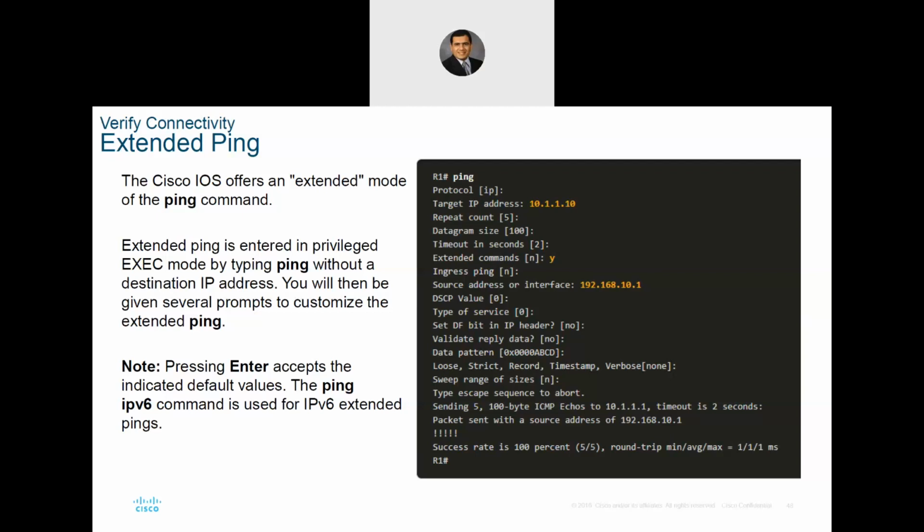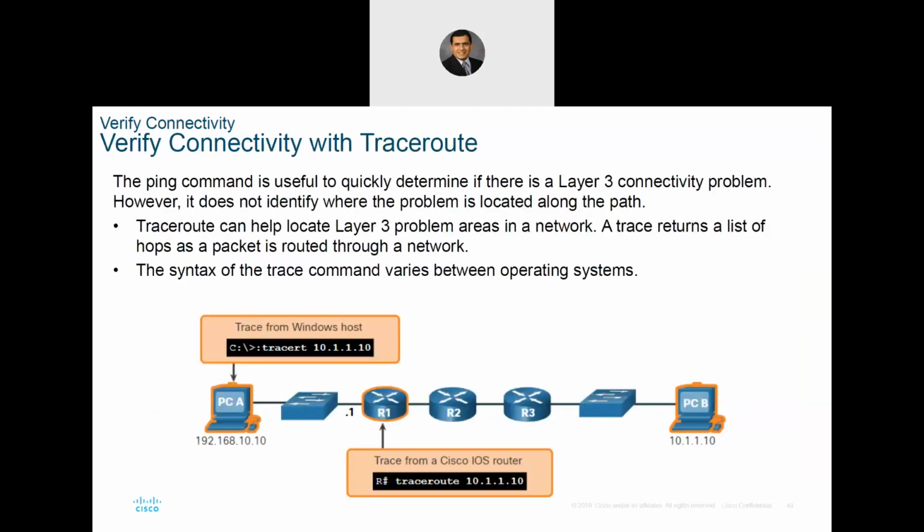Let's say you want to find out from one end device to another end device. If it doesn't ping, why doesn't it ping? Where is the problem? Then you have to use traceroute or tracert. Look, over here, I'm trying to find my access from PC A to PC B. Let's say I ping and I have a problem in my ping. The ICMP reply does not come back.